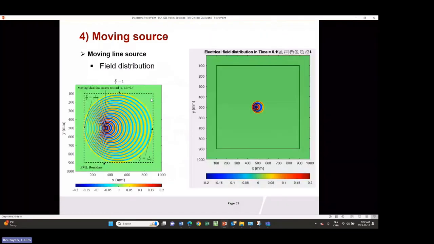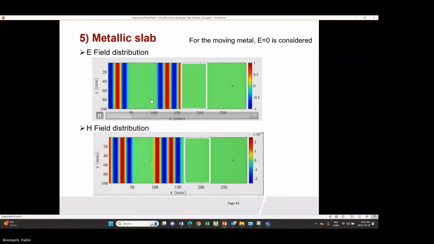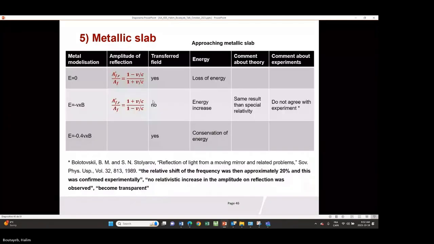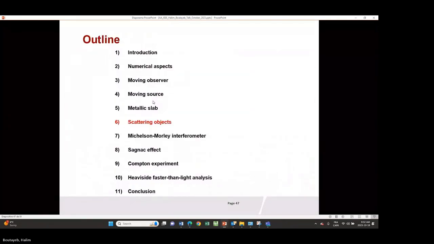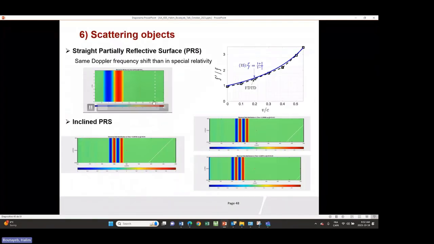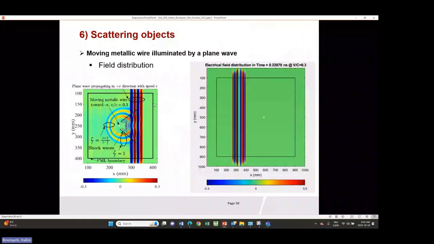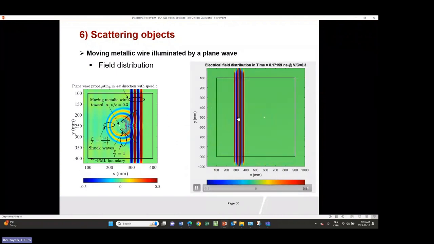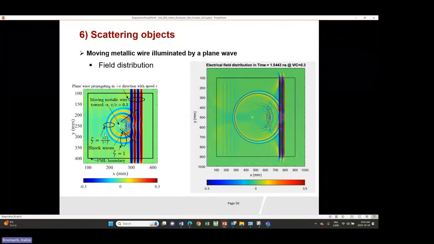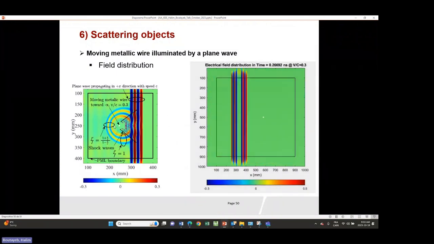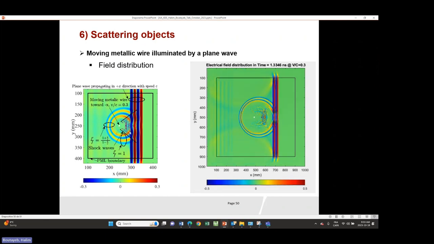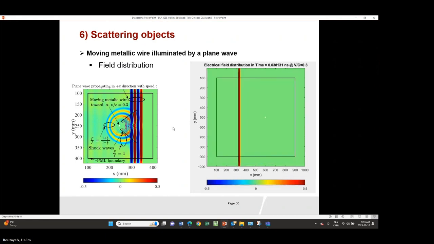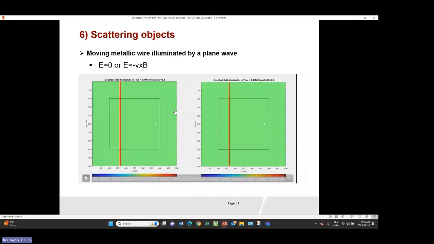Now I'm on the scattering objects. We have seen this one, the PRS. Here we have a metallic wire, and we can also see the Doppler effect. That's what we describe here. This is in agreement with the analysis we have done with the metallic slab, for example.